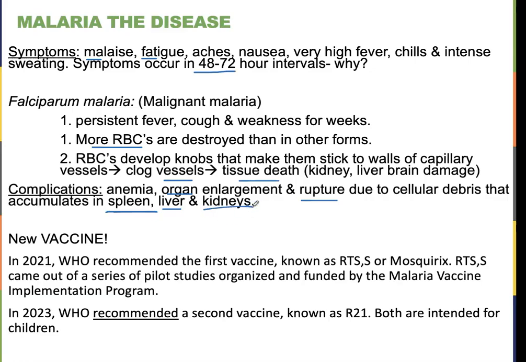Kidneys are indicated here because kidneys are filtering your blood. So if you have fragments of your blood cells floating around, they're going to get clogged in the kidney. So you think about the glomerulus and how it's a capillary network. And if you have these big fragments of cells coming in, it can clog those glomeruli and cause the kidneys to malfunction. So that is malaria, and the new vaccine was introduced very recently.